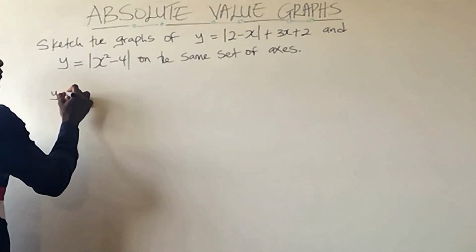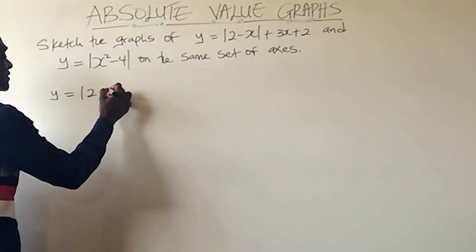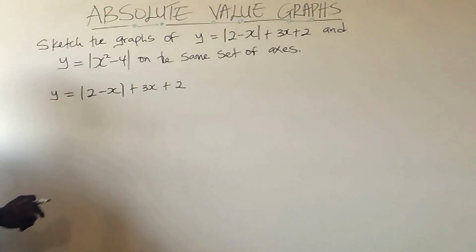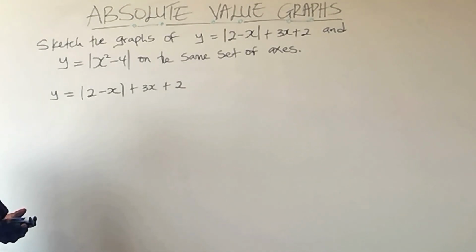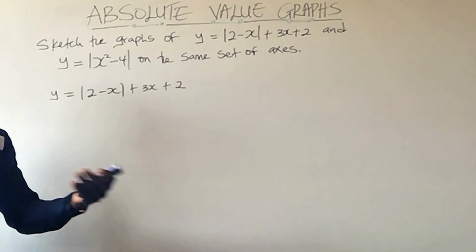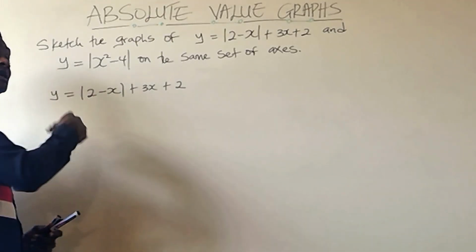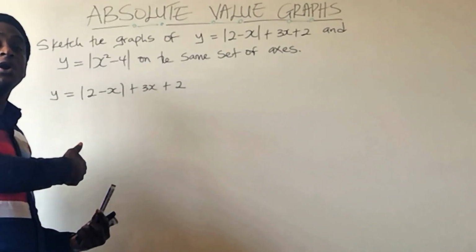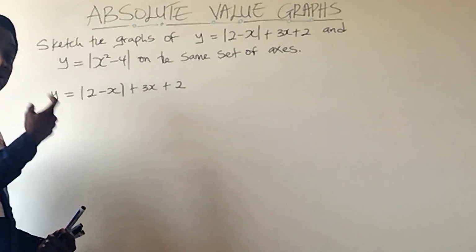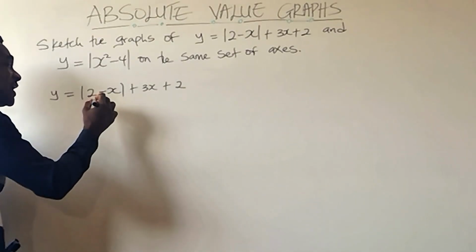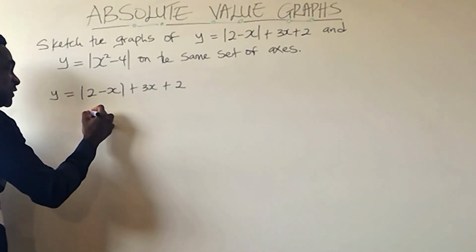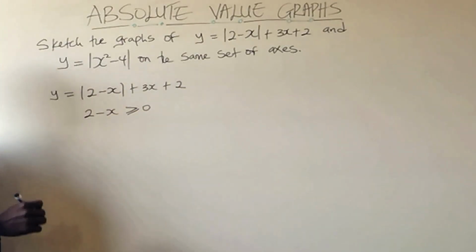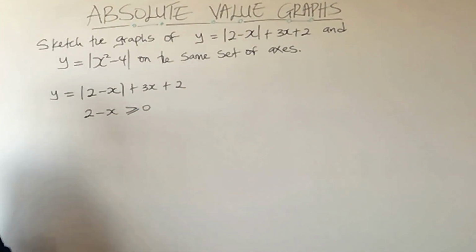Now, let's look at this. If we have y equals this plus 3x plus 2, the whole job is done on the absolute value. So remember what I said previously, irrespective of what is inside, it returns a positive. So we consider the option of having both a positive expression and a negative expression in the absolute value graph. When we have a positive expression, it means that whatever is in that absolute bar will be a positive, greater than or equal to 0.